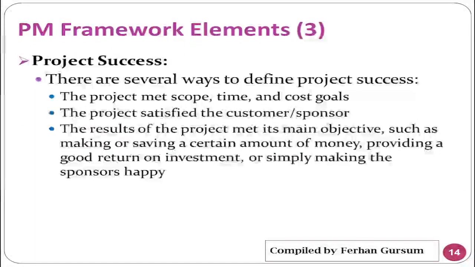Okay, project success. When we say project success, there are several ways to define it. We have a lot of ways which define project success. From this, the project meets scope, time, and cost goals. This is one indication of project success. The other, the project satisfies the customer or sponsor. This is also an indicator of project success. The other, the results of the project meet its main objective, such as making or saving a certain amount of money, providing good return on investment, or simply making the sponsors happy. These are the indications of project success, or these points are the definition of project success.